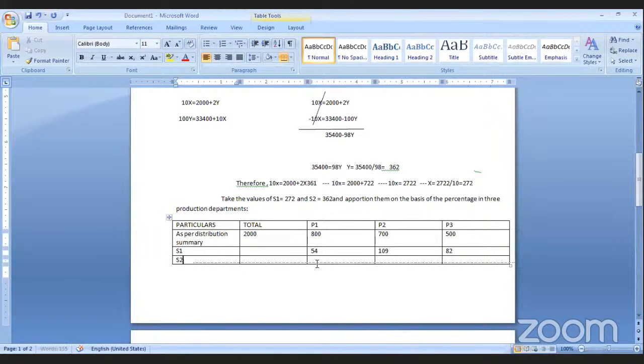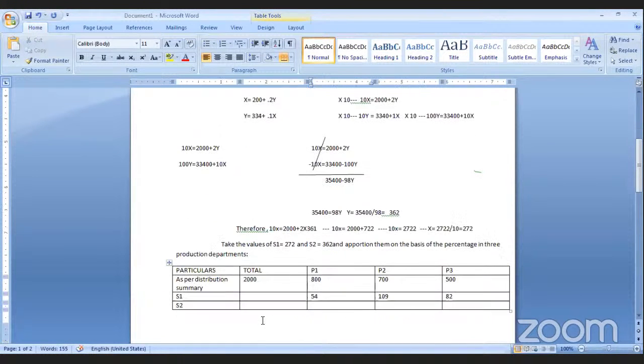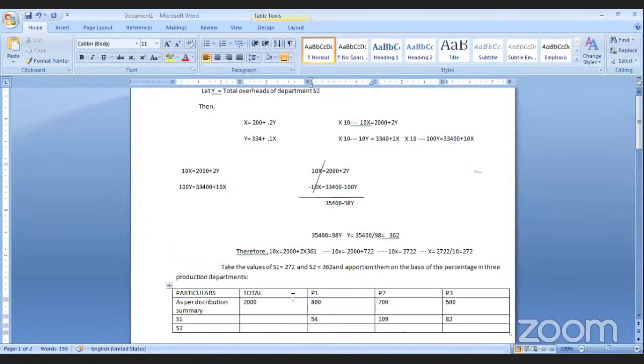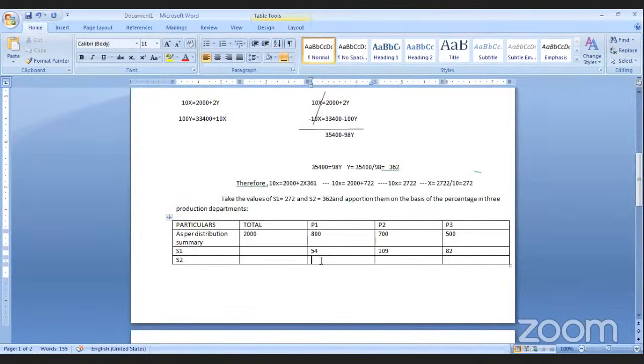S2 we have to distribute. See, S2, how much is there? 362. 362 into how much percentage is there? 40%. 362 into 40%, how much? 144.8, sir. 145. Okay. Next, 362 into 20%, how much? 72.4, sir. I am taking 72. Here also I am taking 72.